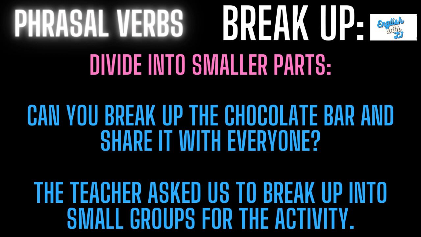The teacher asked us to break up into small groups for the activity. So you have a full class of children, and they are then broken up into smaller groups. So say there are 12 children in the class, they might be broken up into 3 groups of 4. So they break up. So you have 3 groups of 4 children. So see whether you can utilize this break up also in your own sentence.